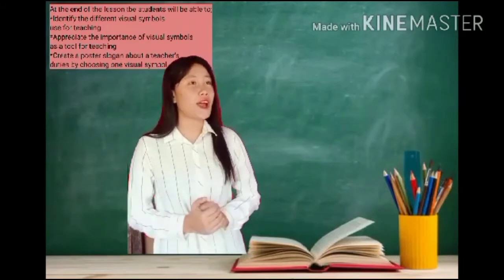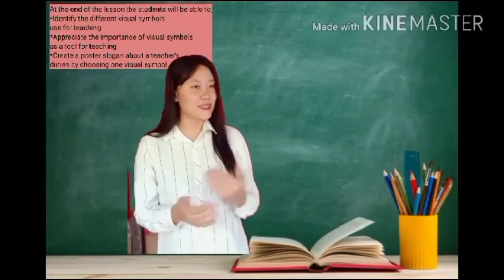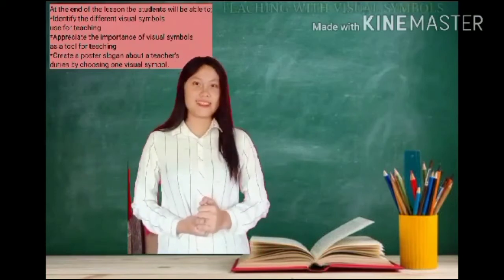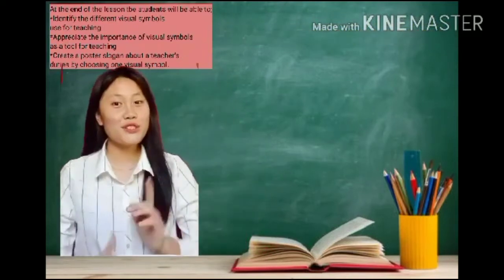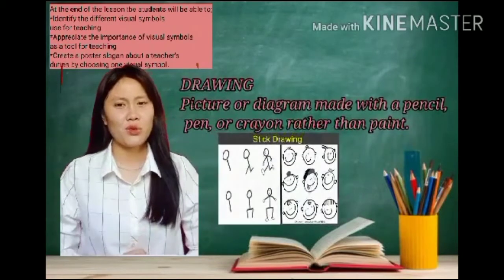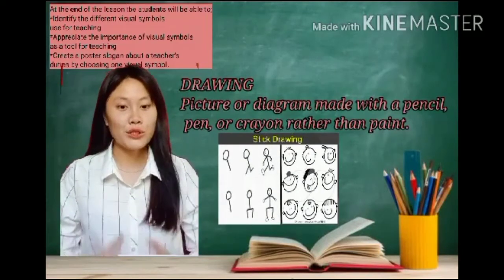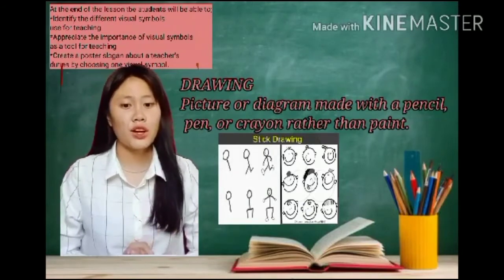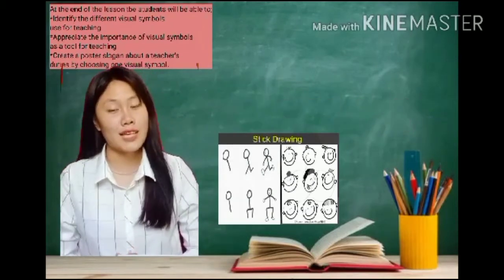Now, who among you here has an idea on what is our main topic for today? Yes, Miss Joy. Very good. Our topic for today is teaching visual symbols. The first visual symbol that a teacher can use is drawing. This must be one of the essential skills that a teacher ought to possess in order to be understood. It helps a teacher a lot if he or she is capable of doing simple freehand sketching. These are the examples of drawing.